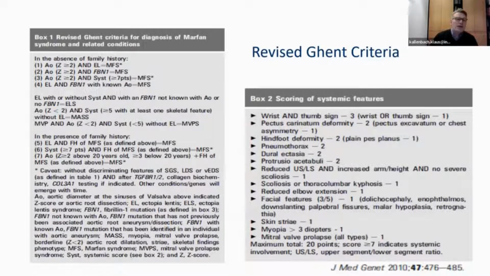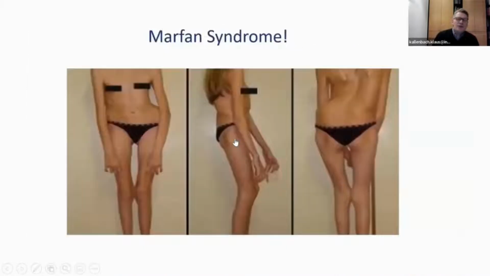And this is because it's not that easy to explain just by the size of the aorta if somebody has Marfan syndrome or not. And it's very heterogenic. Marfan doesn't mean classic Marfan, and I will show it in the next slide. For example, this lady, it's clear to everybody who has context to Marfan, this is a classical case of Marfan syndrome.